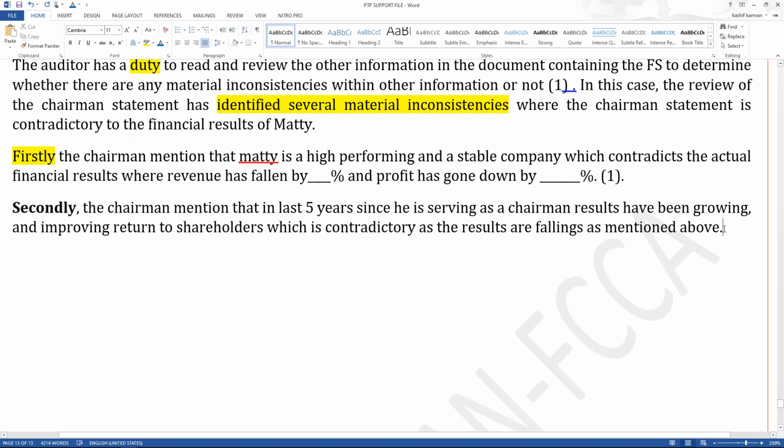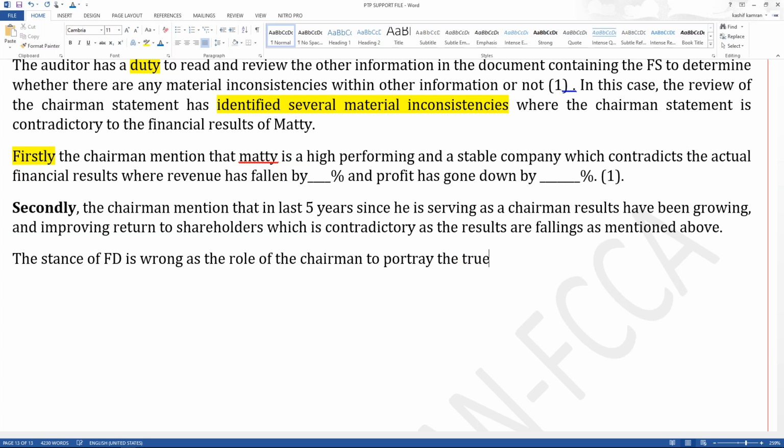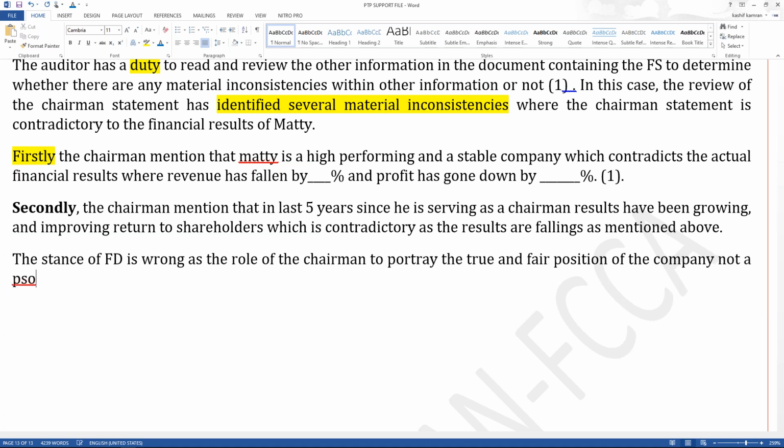Then you put the stance of the finance director, that the stance of finance director is wrong, as the role of the chairman is to portray the true and fair position of the company, not a positive stance by telling misleading information to shareholders. See, you criticize, 1 mark, comment on the matter.